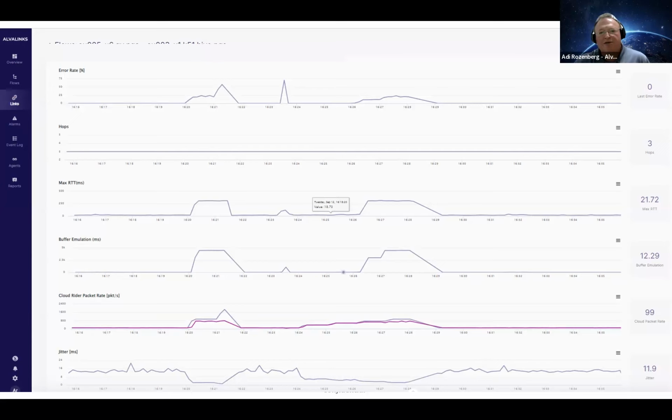Look at the RTT jumping sky high, from almost 0 to 200 to more than 200 milliseconds. Buffer emulation is a feature that we have that basically takes into account all the packet loss, latency, and RTT, and gives the user a number that we believe, if his buffer is set correctly, will let him overcome packet loss. And here we are jumping from 0 to almost 5,000 milliseconds in this case.